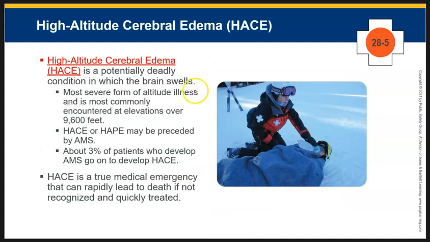High altitude cerebral edema is brain swelling. It's the most severe form of altitude illness. We might encounter it above about 9,600 feet. Again, it can be preceded by AMS, and about 3% of the patients who develop AMS can go on to develop high altitude cerebral edema. This is a true medical emergency.